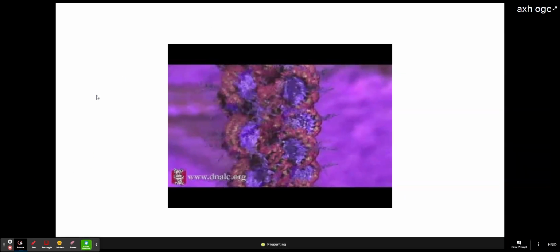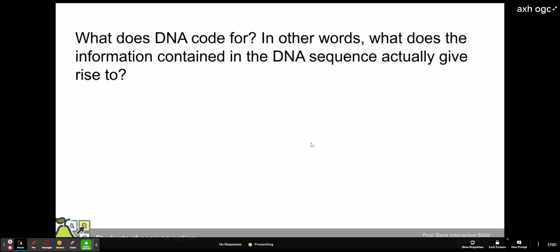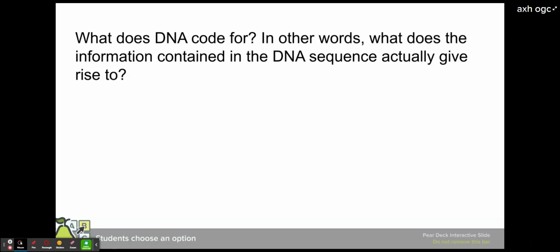All right, so hopefully that helped you visualize that. What does DNA code for? In other words, what does the information contained in the DNA sequence actually give rise to?